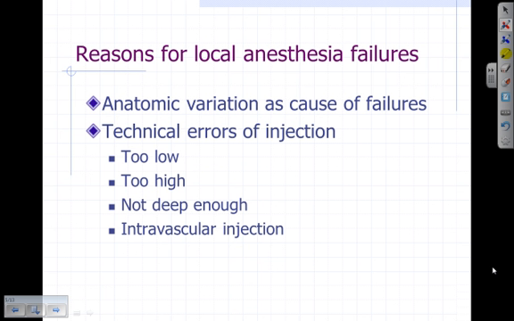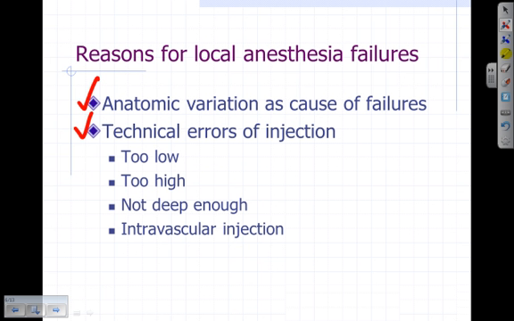So why do we see local anesthesia failures? Well, we see local anesthesia failures due to anatomic variations as a cause of failure. We see local anesthesia failures because of technical errors. You're either too low or too high, or you're not deep enough.